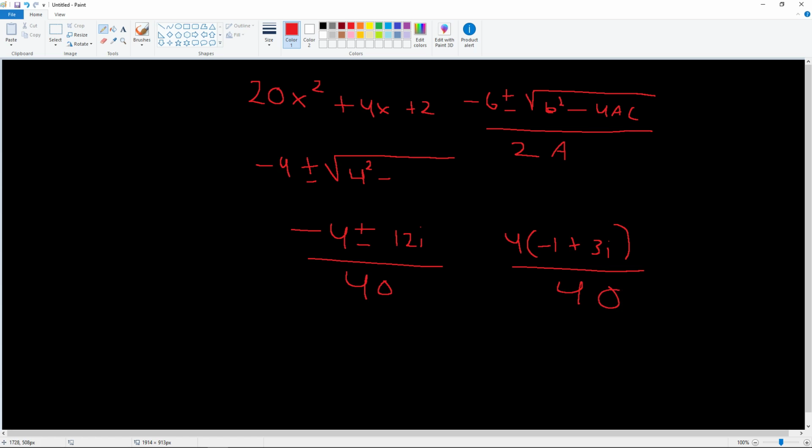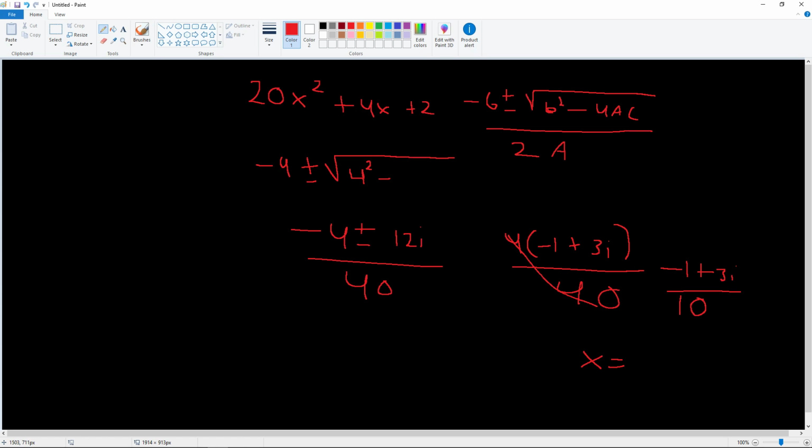Well, right now, this is really simple. In the numerator, we have a 4. Bottom, we have 40. Great. Can just do that. Do 10. Now this is over negative 1 plus 3i. And that's our answer, but it looks a little gross, right? Because it's not in complex standard form, so let's put it into complex standard form.